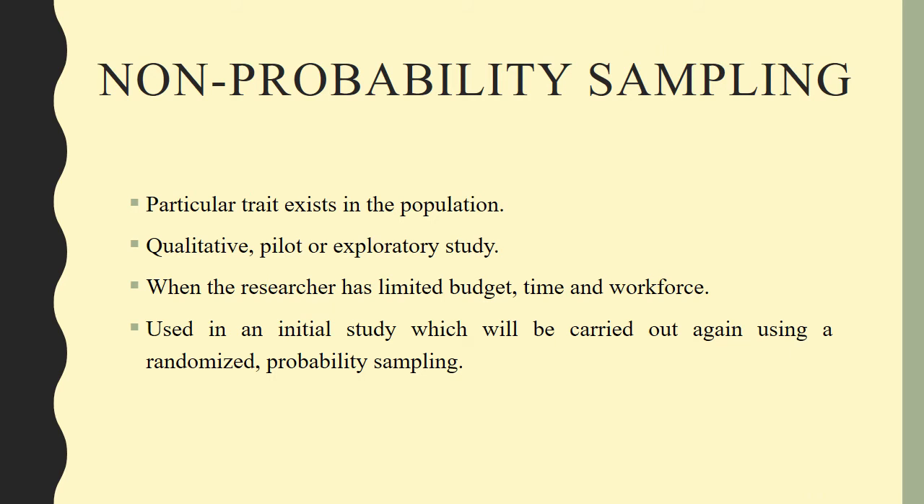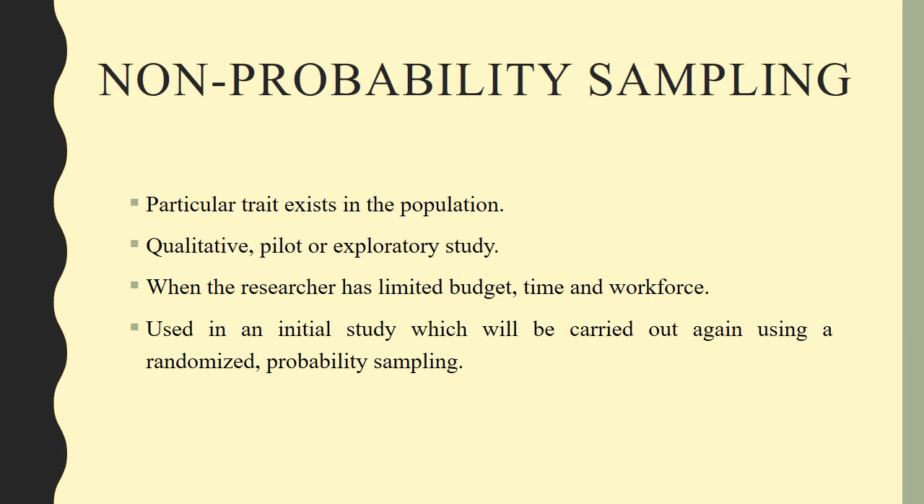Coming to the second part of the video, that is, when to use non-probability sampling. What is non-probability sampling? This type of sampling can be used when demonstrating that a particular trait exists in the population. It can also be used when the researcher aims to do a qualitative pilot or exploratory study. Whenever we are going for an exploratory study, we go for a non-probability sampling design.